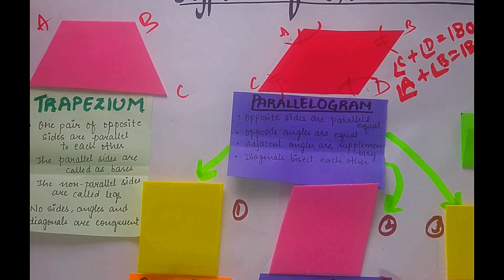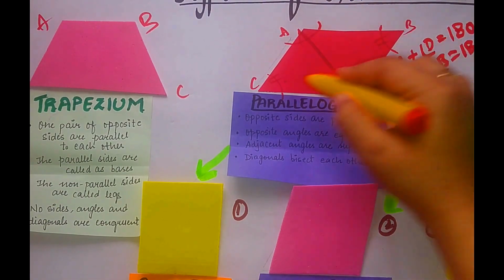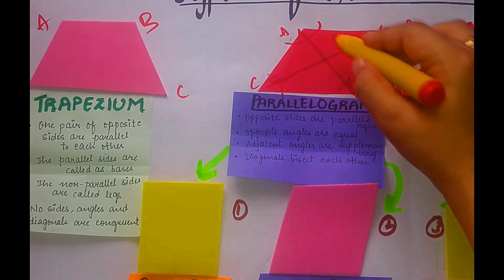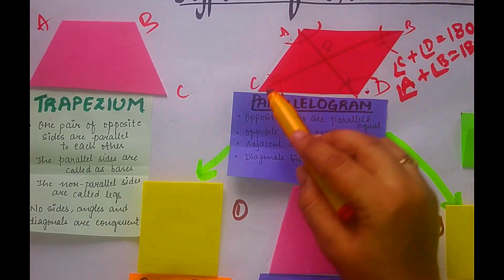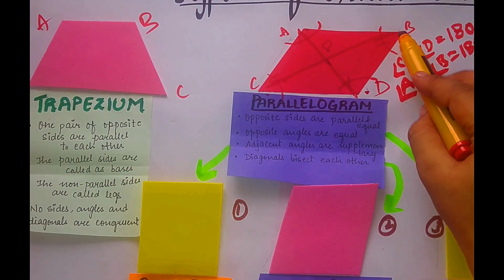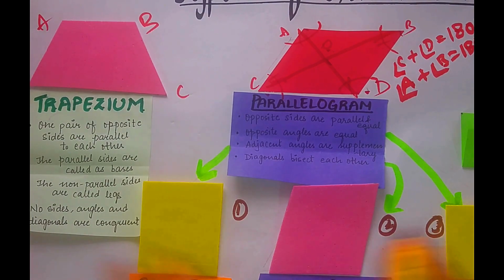And in a parallelogram, the diagonals bisect each other. So when they intersect here, we can say that AO is equal to OD and CO is equal to OB. So these are the properties of a parallelogram.